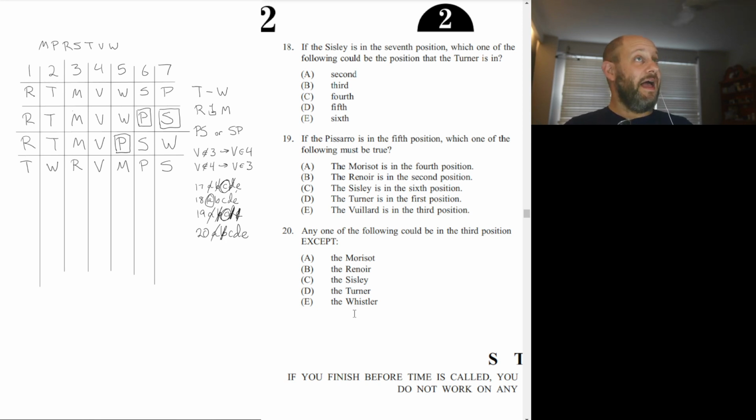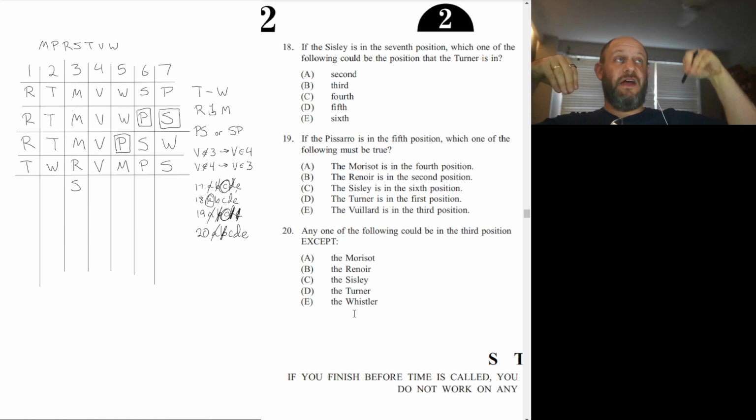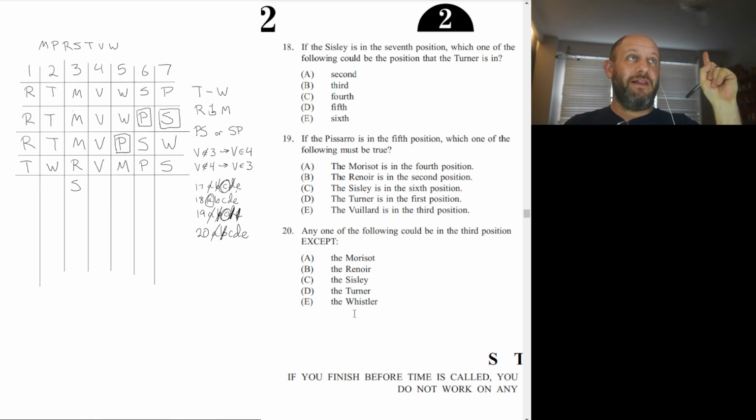Can I make S third? Okay, let me try it. So I'll make a row line. I'm going to put S third. What do I know about S? It has to be next to P. That means P has to be second or fourth. But I'm going to learn my lesson. I know V's got to be fourth now because V has to be third or fourth, which means P is going to be second and V is going to be fourth.